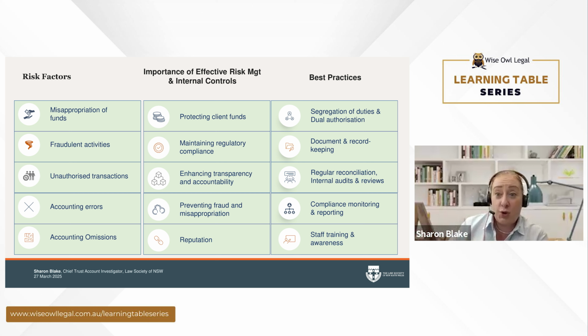So, what's the best practice you can do today? You can ensure you've got segregated duties, dual authorizations, maintain records, and do regular reviews and reconciliation. Ensure anyone supporting you is trained and aware of the risks associated with handling trust money.